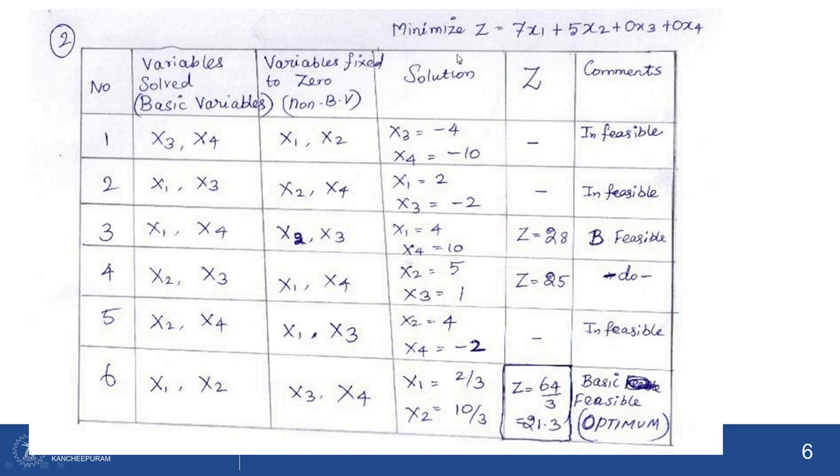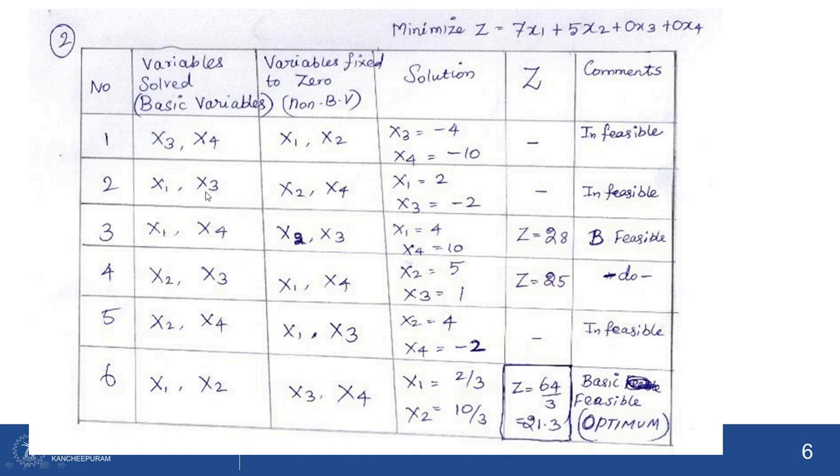Now as usual, in the minimization problem, we start with x3 and x4. These are the basic variables, and the non-basic variables are x1 and x2. So find the values of x3 and x4. So both have negative values. It's infeasible. So go for different combinations.